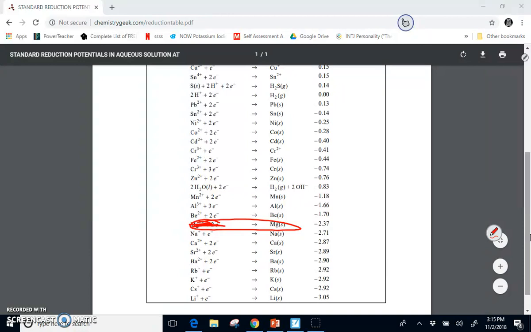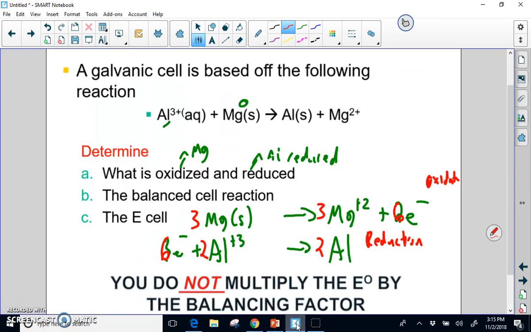2.37. Okay? But when we have it in our problem, this is the reduction reaction, we have it as an oxidation, right? Because the reaction is flipped. So what we have to do is reverse the sign of that. Okay? Now we're going to try to find this reaction on the paper.